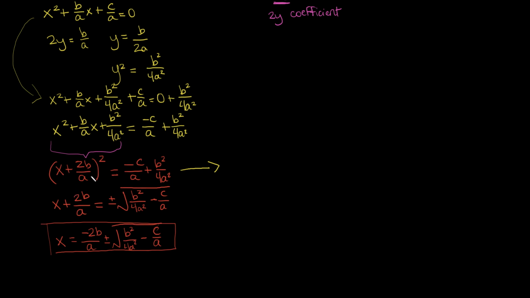So instead of immediately square rooting here, let's begin by trying to get this side with the same denominator. And how do we get negative c over a plus b squared over 4a squared to have the same denominators? Well, we can say negative c over a times 4a divided by 4a. And this is the same as multiplying by 1, so it's fine. But negative c over a times 4a over 4a equals negative 4ac divided by 4a squared. And now we have the same denominator.